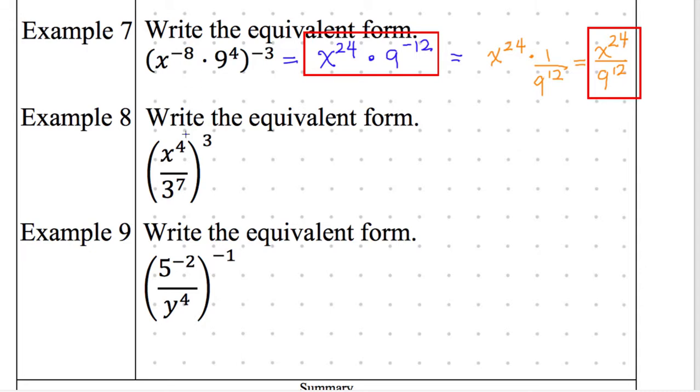Yeah, Jenny, go for it. It would be x to the power of 12 over 3 to the power of 21. Yeah, well said. There it is. Thank you.